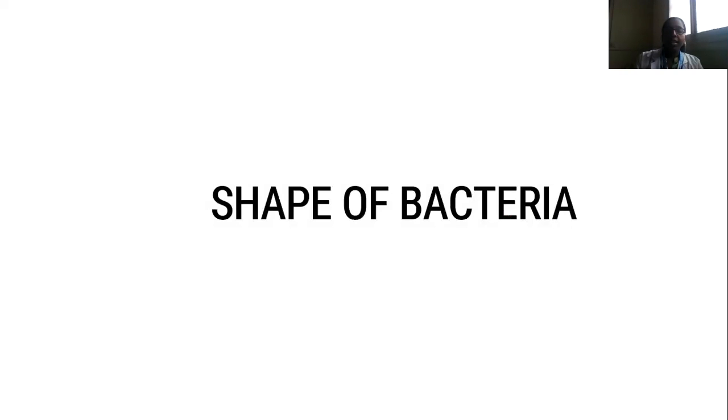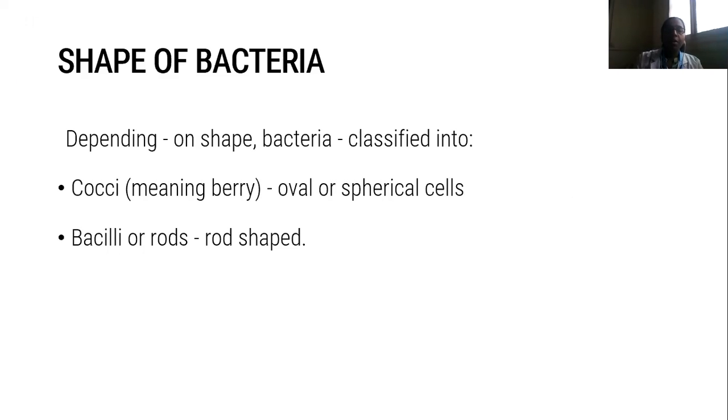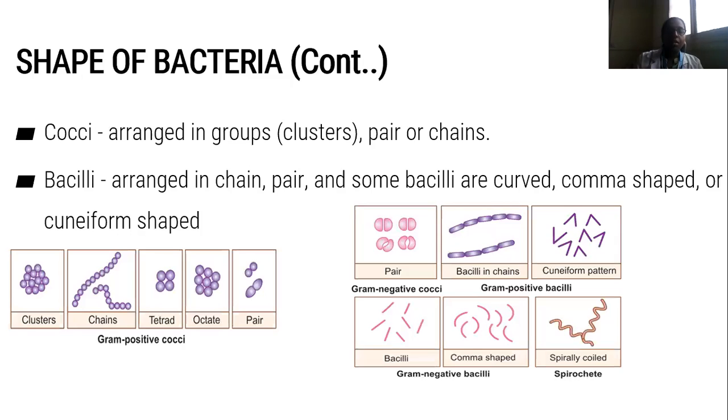Next we will see the shape of the bacteria. Depending upon the shape, we can classify them into cocci and bacilli. Cocci are oval or spherical cells, whereas bacilli are rod shaped. Based on the arrangements, cocci can be arranged in groups, pairs or in chains. Bacilli are arranged in chains or pairs, and some bacilli are curved, comma shaped or cuneiform shaped.